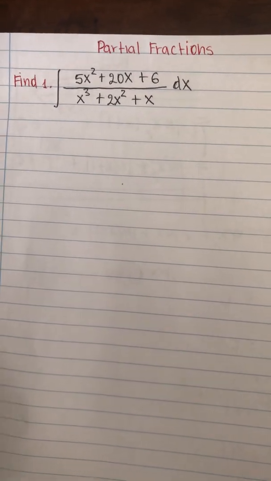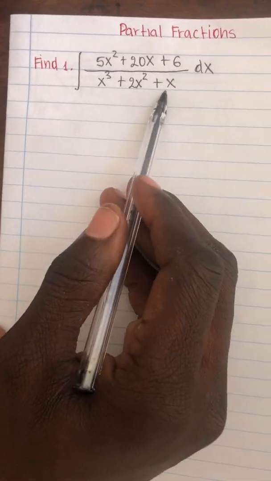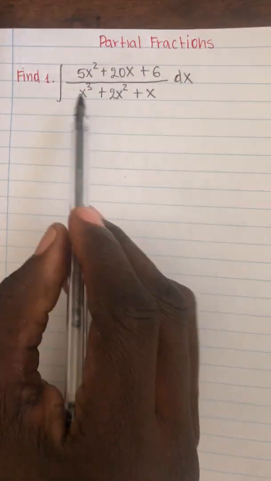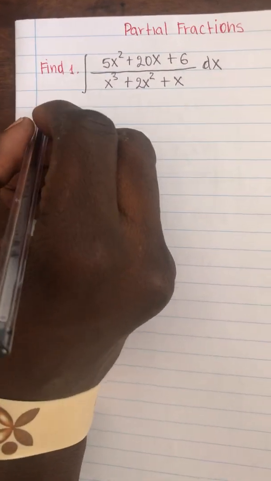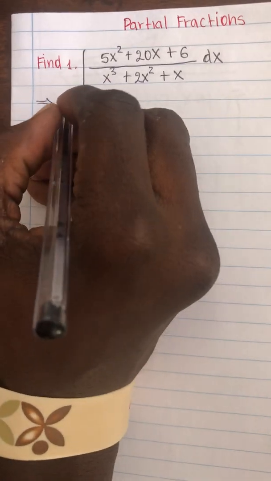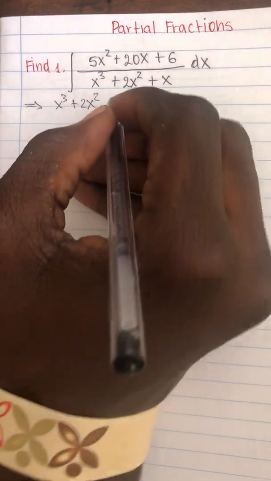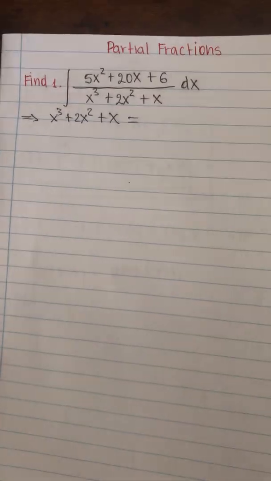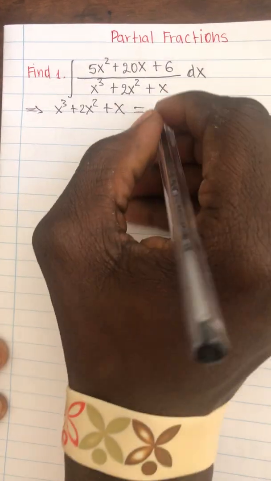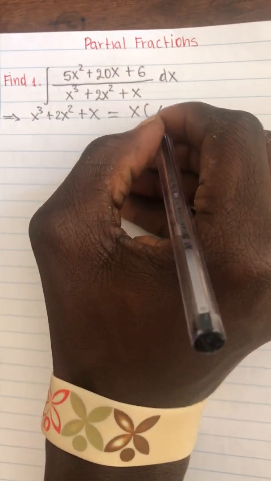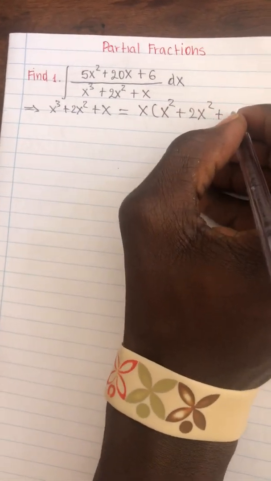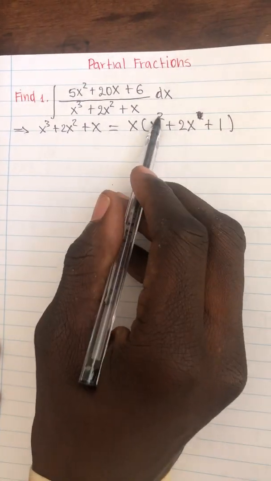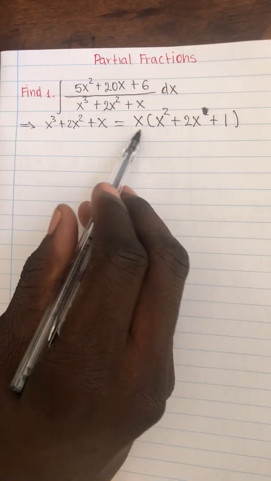What I will do first is only deal with the denominator. Every partial fraction problem is to deal first with the denominator. That denominator is x to power 3 plus 2x squared plus x. From here you see we have x, so we can factorize x. Factorizing x, we are left with x squared plus 2x plus 1.